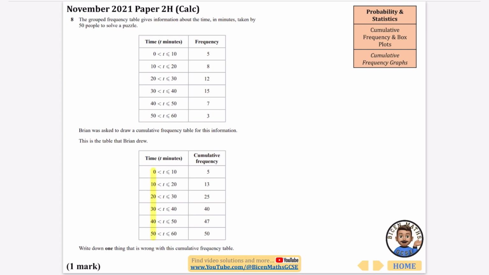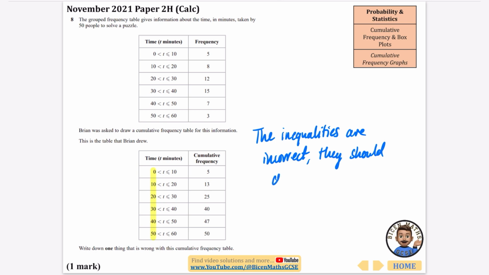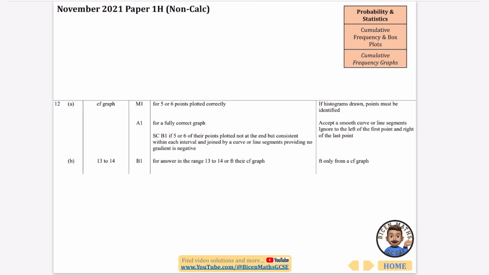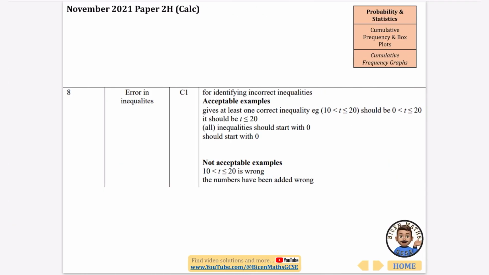These values should not be written in that way. So the one thing that is wrong with the cumulative frequency table is that the inequalities are incorrect. They should all start with 0. Like these bits here, that one's a 0. Just like we've got on here, they all started with 0. Let's see which ones they would accept for this. One of them just should be corrected, or they should all start with 0.